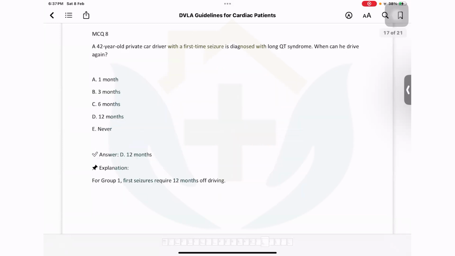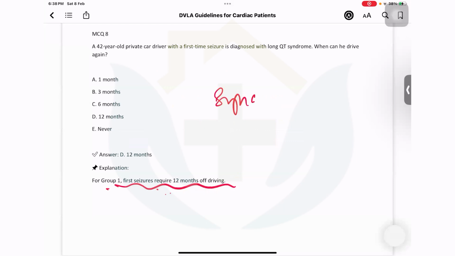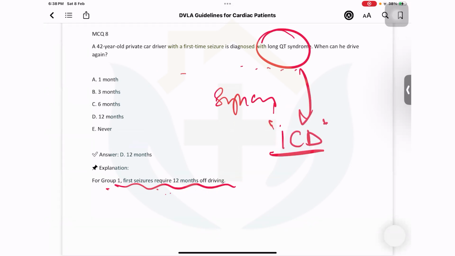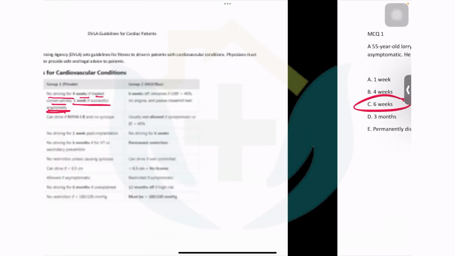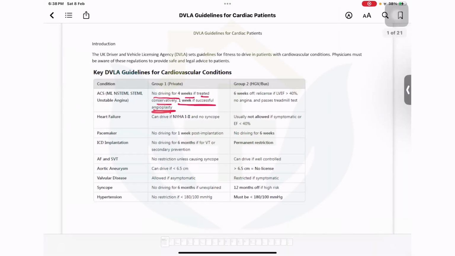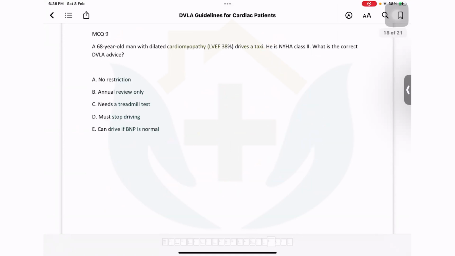For a seizure, actually, it is 1 month, 12 months. For group 1, a first seizure requires 12 months off driving, but if it is a syncope, he can drive after 6 months. But here he has long QT syndrome, a very technical question. I think this patient should immediately be referred for ICD insertion, and post ICD insertion, this patient should be taken up after 6 months. This is the ideal situation. I think this question needs reframing. Yes, okay, I'll do that.